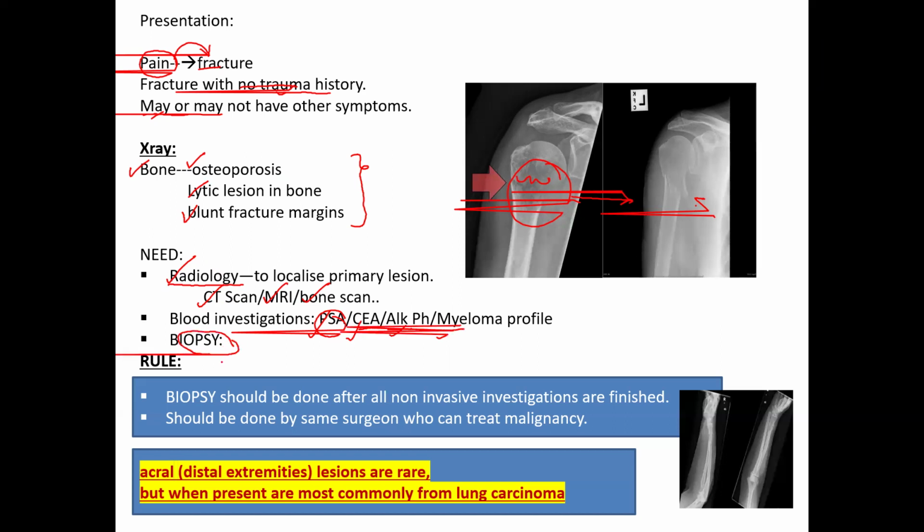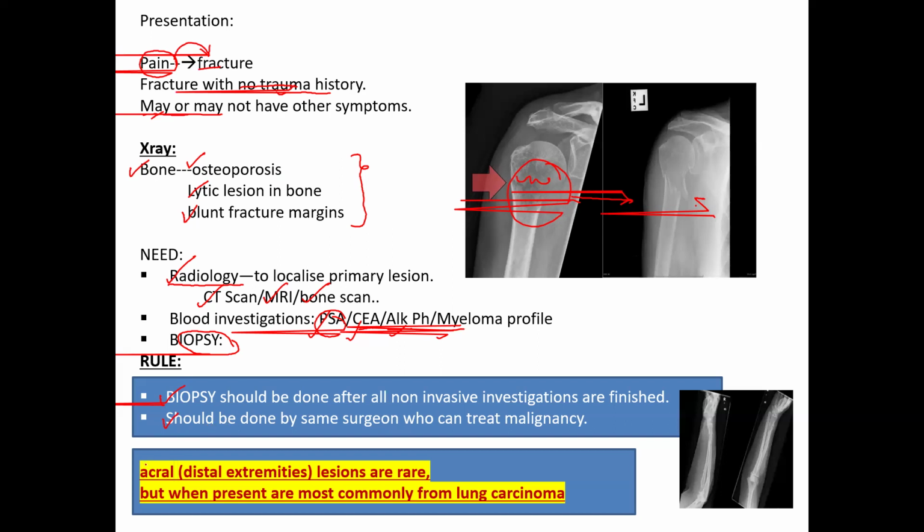Before doing biopsy, I just want you to remember two basic rules. There are many rules, but these two rules are very important. One is biopsy should not be done unless you are done with all non-invasive investigations like MRI, bone scan, CT scan, and everything. Second thing is biopsy is better done by the same person and the same institute where you have facility of treating malignancies of the bone. We have radiotherapy, chemotherapy unit and all there. Better the case should be dealt by the same person in the same institute.